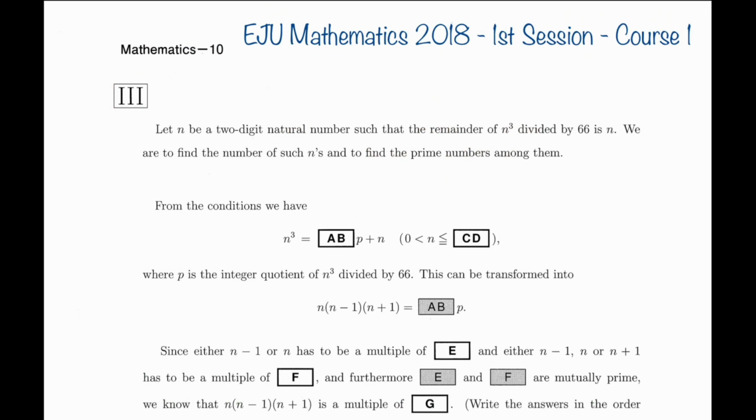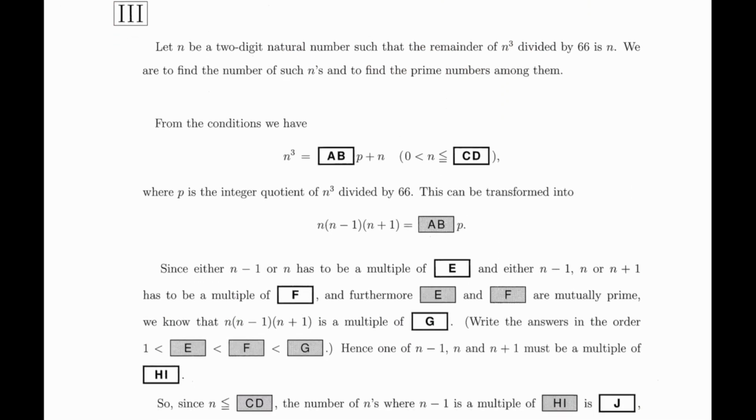On this question, we have n, which is a two-digit natural number, such that the remainder of n cubed divided by 66 is equal to n. We are to find the number of such n's and to find prime numbers among them.